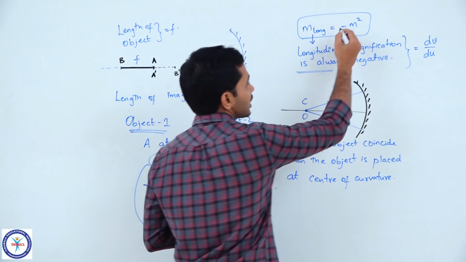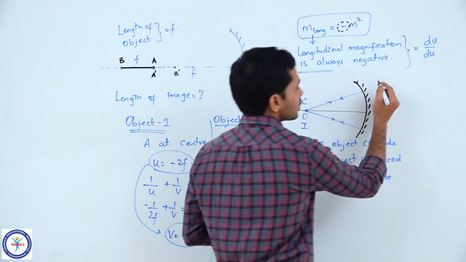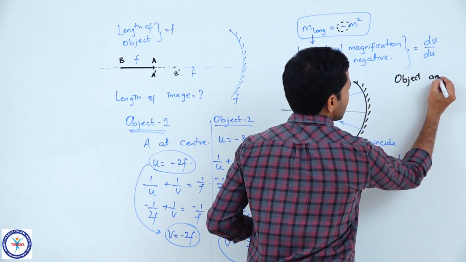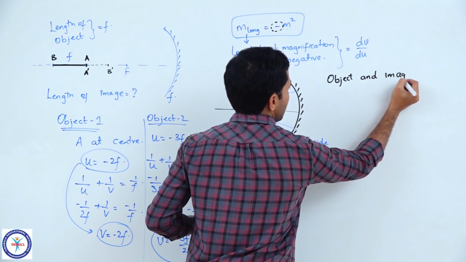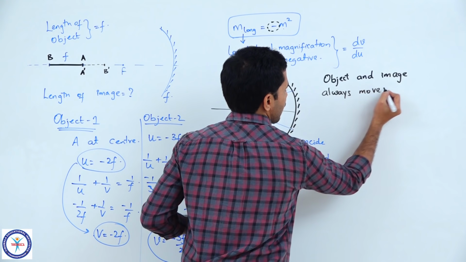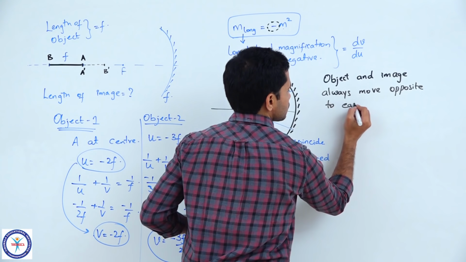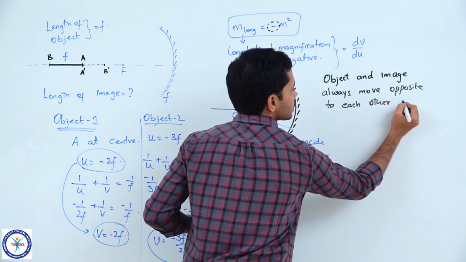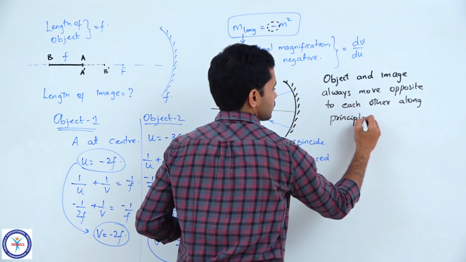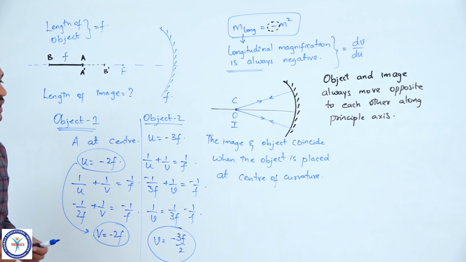So, that is what this negative sign indicates, and that is a very, very important thing which you will have to understand. So, I will write it down here also. So, what it means is that object and image always move opposite to each other along the principal axis. So, that is the basic idea.